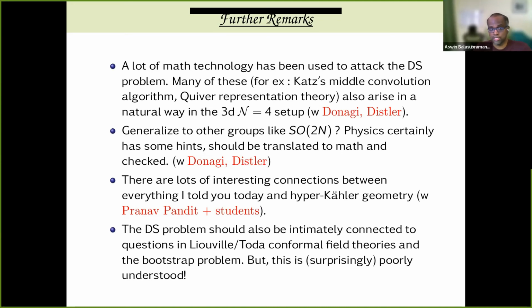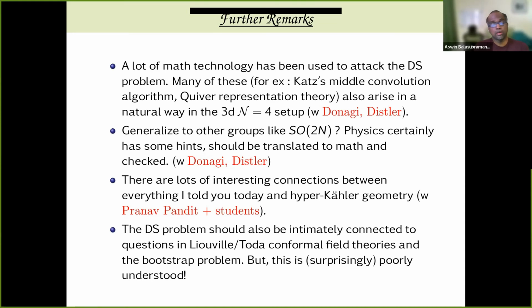So all of these things have a natural way of appearing in this 3D N=4 setup. In other words, if somebody who's only interested in 3D N=4 theories, you just hand them this family of theories, they would have somehow discovered all of this for themselves without knowing any of the math literature. So we are currently in the process of writing up a paper to explain these elements of this dictionary. You can also use this identification to physics to try and understand a similar question for other groups.